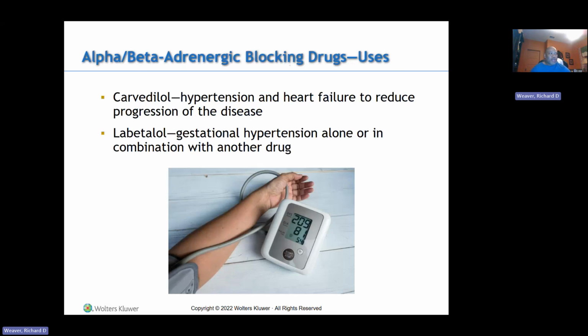Labetalol is given to gestational hypertensive patients alone or in combination with another drug. So your mothers who have gestational hypertension, this drug would be helpful for them. They may also give a diuretic with labetalol. And of course, as we know, diuretics decrease the intravascular volume. So when we decrease volume in our intravascular space, we get a lower blood pressure. So they may use both of those drugs in combination to try to achieve their blood pressure goals.